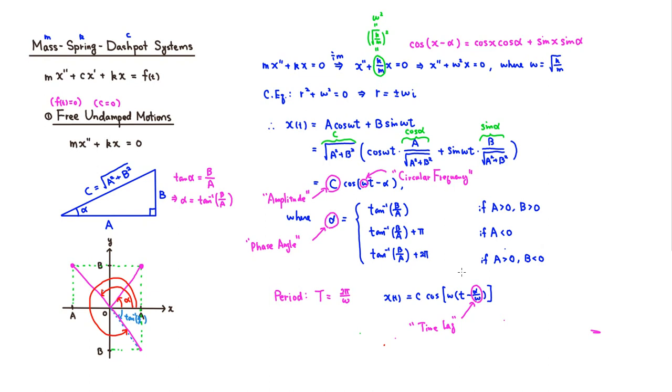Right, so those are just the terminology. But for free undamped motion, we use the characteristic equation, and we solve for the solution, and then we can manipulate the solution so that it looks like a cosine curve. All right, that's it. I hope that this was clear.